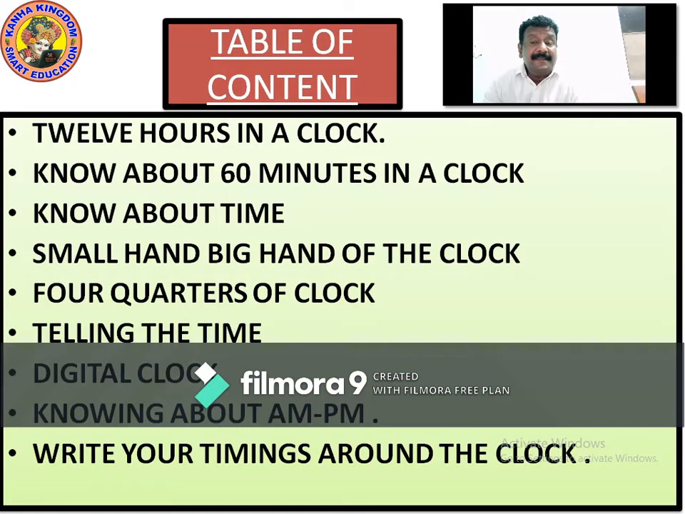Now we will see the table of contents about around the clock, which we are going to learn. 12 hours in a clock, we'll know about 60 minutes in a clock, we'll know about time, small hand, big hand of the clock, 4 quarters of the clock, telling the time, digital clock, knowing about AM and PM. Write your timings around the clock in the last. Right? So, write this down, what all we are going to learn in the table of content.